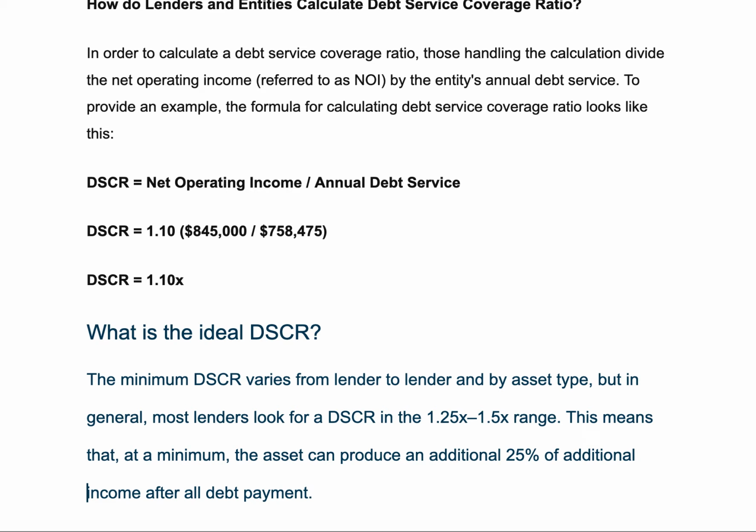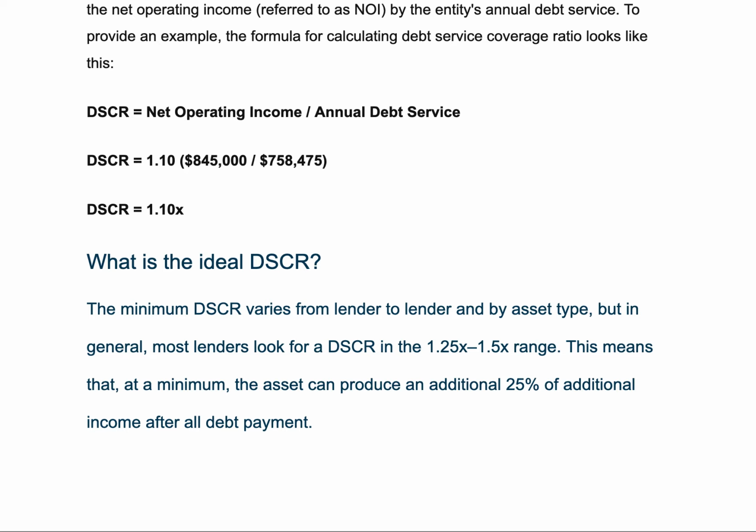So what is the ideal debt service coverage ratio? The minimum debt service coverage ratio is going to be different for each lender. They all have their guidelines, their parameters on what they like to see. But if we talk in general terms, most lenders are looking for a debt service coverage ratio in the 1.25 to 1.5 range. So this means that at a minimum, the asset could produce an additional 25% income after all debt payment. So if you have not seen that metric before, it's one that you should definitely learn. It's an important metric.